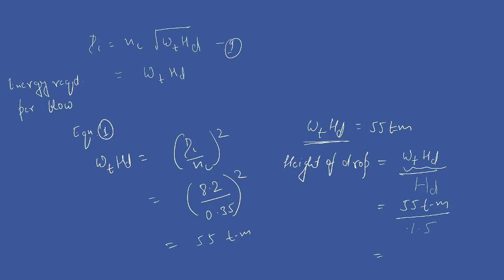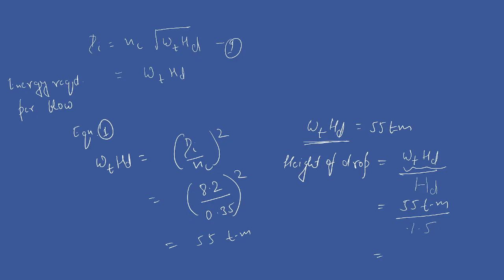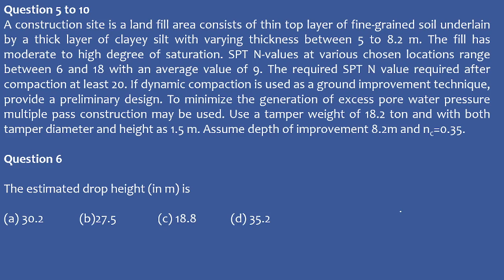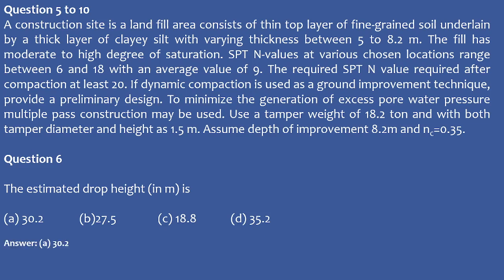Drop height is asked to determine, sir. So we need to divide it by the weight of temper. 550 divided by 18.2. Yeah. So this should be the weight of temper, given by 18.2. So the answer should be then 30.2. So is there any problem with the decimal?